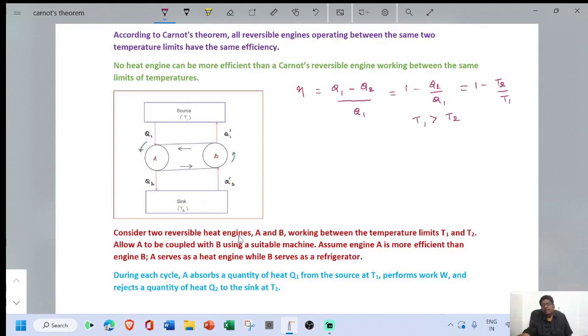consider two reversible heat engines A and B working between the temperature limits T1 and T2. T1 is the temperature of the source, T2 is the temperature of the sink. T1 is greater than T2. Allow the engine A to be coupled with B using a suitable machine. Assume engine A is more efficient than engine B. Assume eta A is greater than eta B.